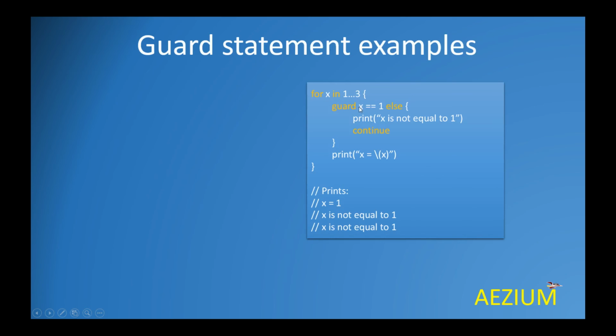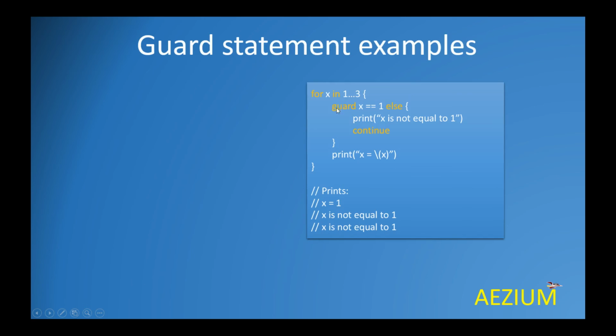The second time around, this condition is no longer true. So we run the statements within the else clause. So we print this statement, x is not equal to 1. Then we encounter a continue. That continue causes us to interrupt the current iteration of the for loop. So we do not print this message. Instead, we go and start the next iteration of the loop where x is equal to 3.